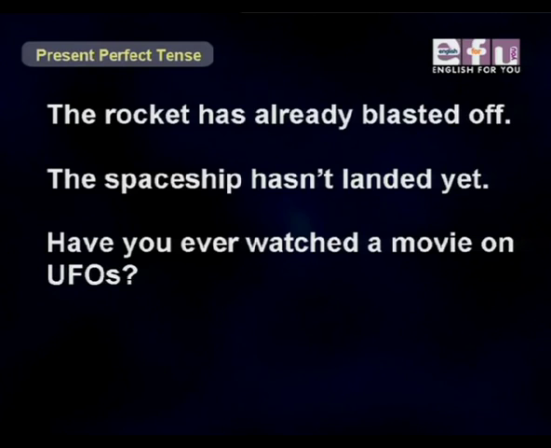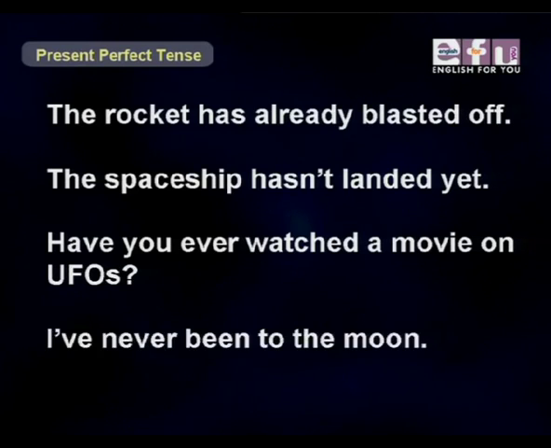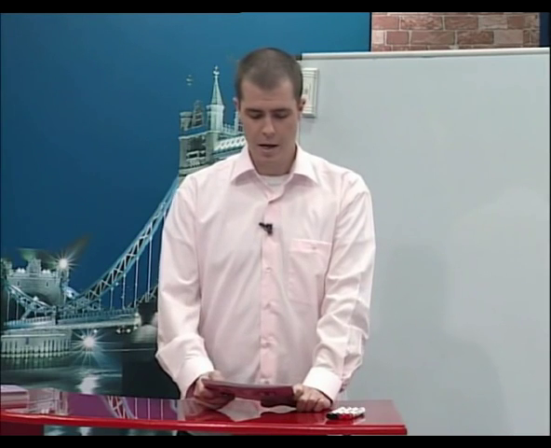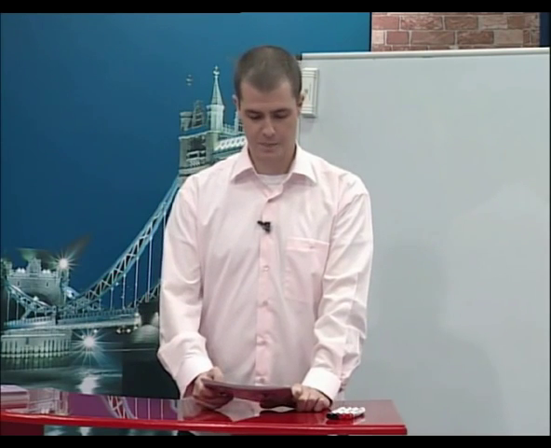Have you ever watched a movie on UFOs? And I've never been to the moon. So the present perfect tense is used to describe an activity or situation that did or did not happen sometime in the past. We don't know exactly when.